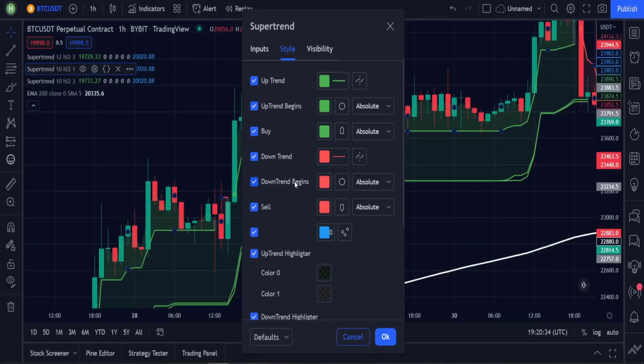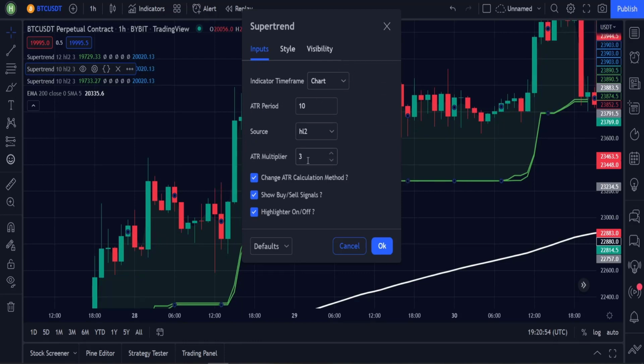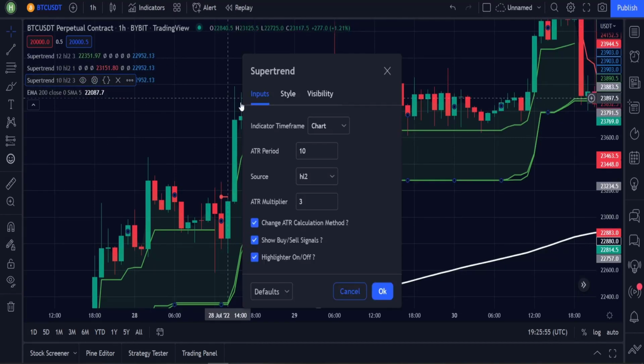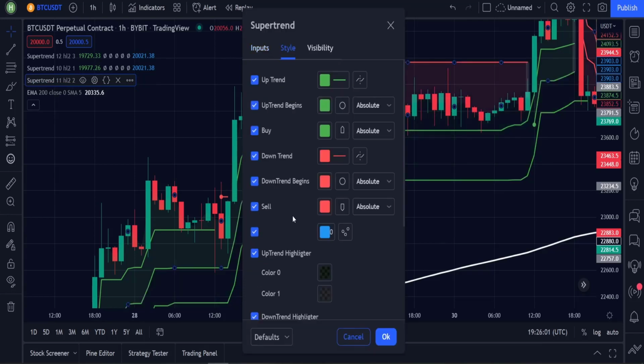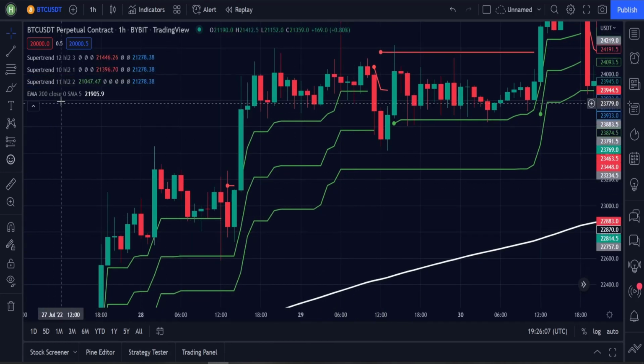On the second one, you can do the same thing. You're going to get rid of the highlighter stuff. And in input settings, you're going to leave ATR period at 10 and change the multiplier to 1. You're going to uncheck this again. And for the third one, you're going to change this to 11 and 2. Again, get rid of the buy-sell signals. And in the style, you're going to get rid of the highlights. Click OK.